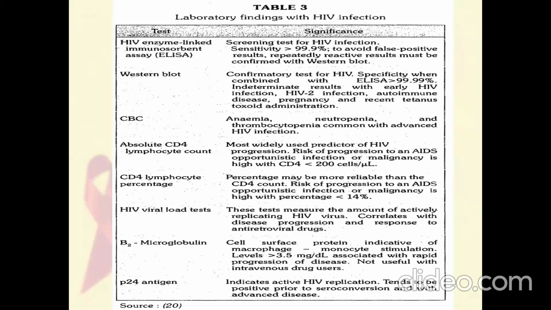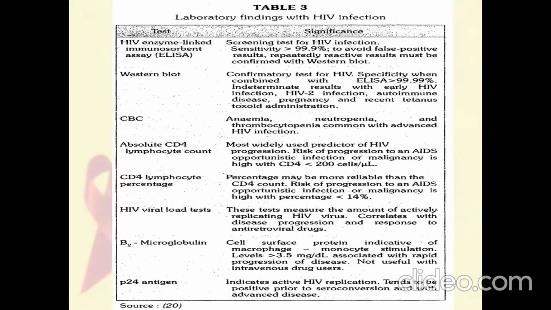Then CD4 lymphocyte percentage. This percentage may be more reliable than CD4 count. Risk of progression to an AIDS opportunistic infection or malignancy is high with percentage less than 14%. Then HIV viral load test. This test measures the amount of actively replicating HIV virus. It correlates with disease progression and response to antiretroviral drugs.